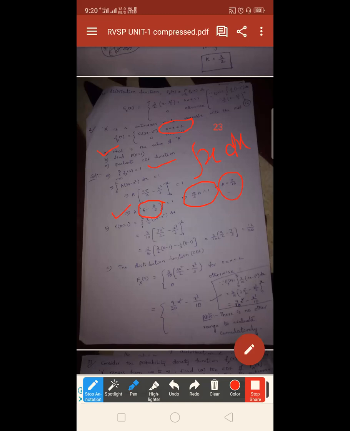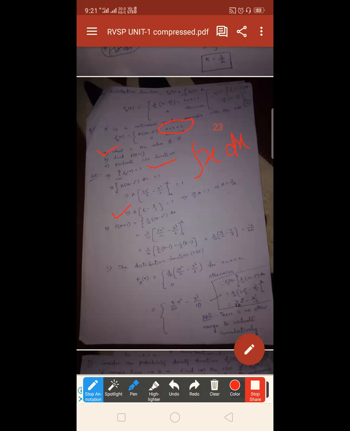Capital A is constant, so you can write it outside. Now apply the integration. Integral of x power n dx is equal to x power n plus 1 by n plus 1. That is the formula we have to use here. After applying integration, you have to substitute the limits. After applying the upper limit, you will get 6 minus 8 by 3. After applying the lower limit, the term becomes 0, because if you substitute 0 instead of small x, you will get 0. After solving for A, you will get capital A is equal to 3 by 10.